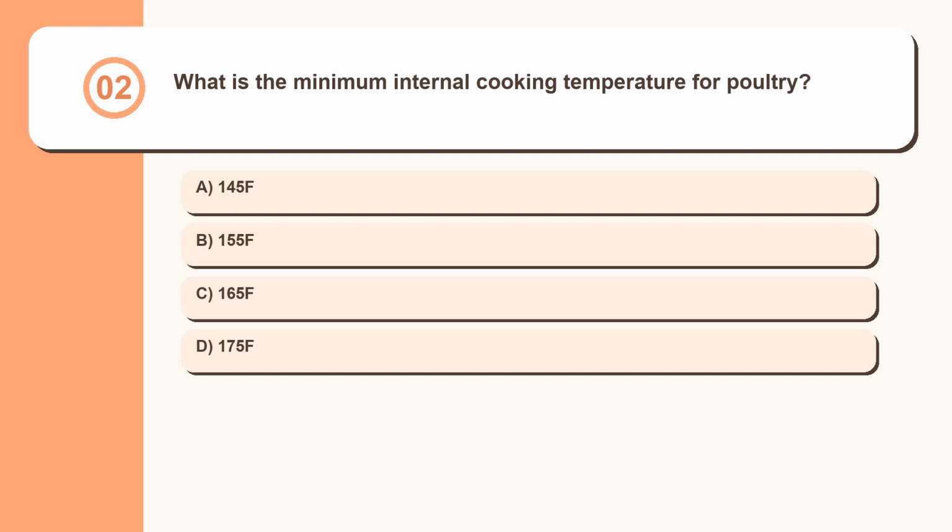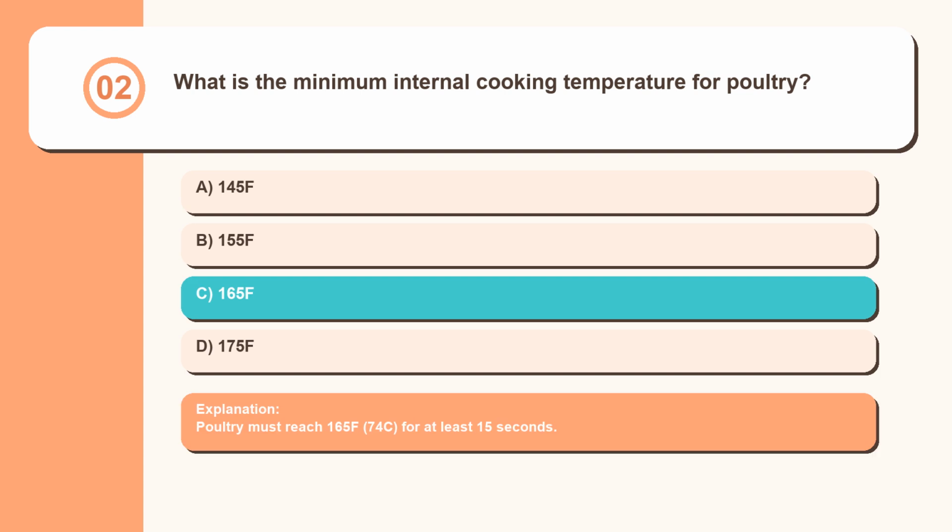Question 2. What is the minimum internal cooking temperature for poultry? 145F, 155F, 165F, 175F. Poultry must reach 165F, 74C, for at least 15 seconds.